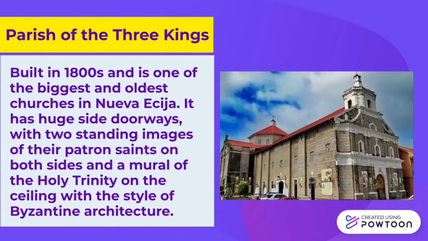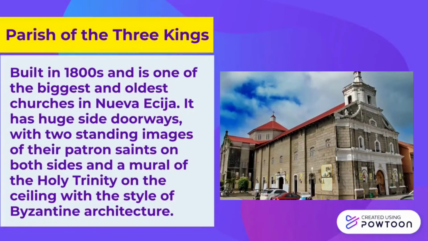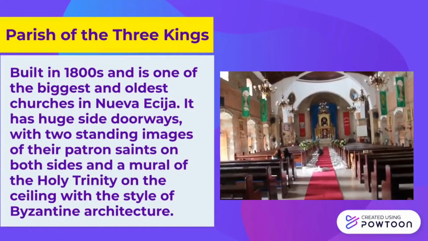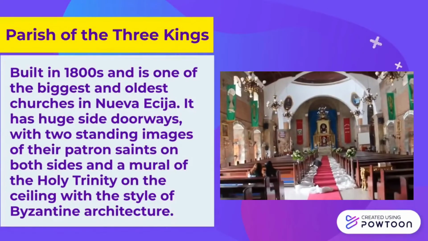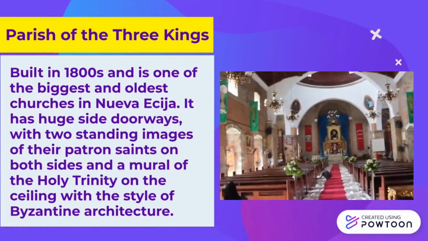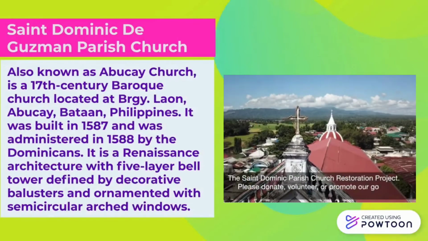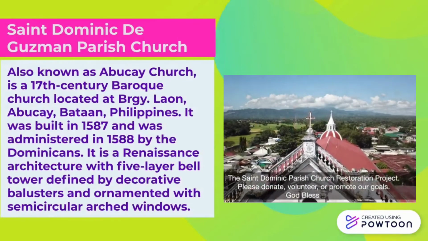Parish of the Three Kings in Gapan City. It is a Roman Catholic church that was built in the 1800s, and it is one of the biggest and oldest churches in Nueva Ecija. The next one is Saint Dominic de Guzman Parish Church.